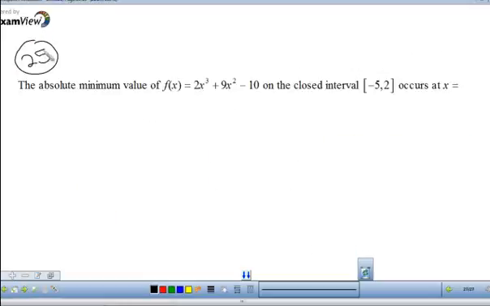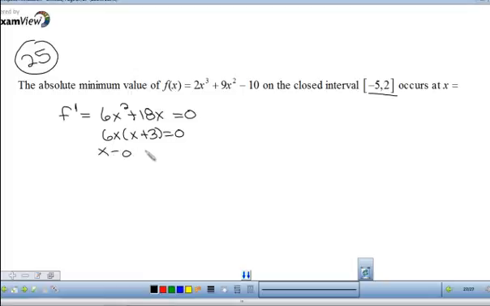Okay, 25. The absolute minimum value on the closed interval occurs at, okay, so to find the minimum value, I'm going to find the first derivative. Set it equal to 0 to find the critical points. So we have x equals 0 and x equals negative 3. Since I'm looking for the absolute minimum and I have endpoints, I'm going to have negative 3 and 0.